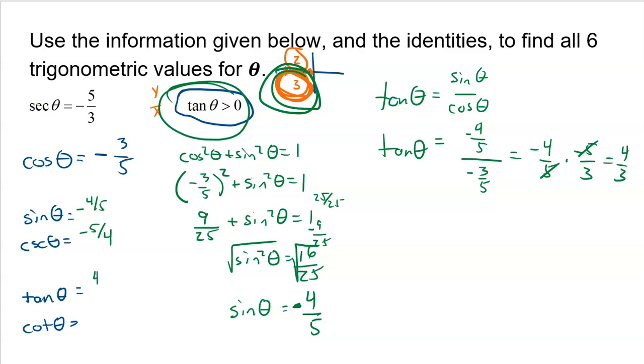So tangent is 4/3. But again, some kids will say, oh, if tangent is 4/3, that means sine is 4 and cosine is 3. No, it doesn't work that way. You can't use it in that direction because, again, there's always something hidden that got canceled out. In this case, it's the 5's. And then obviously cotangent is easy. It's just the reciprocal, 3/4.